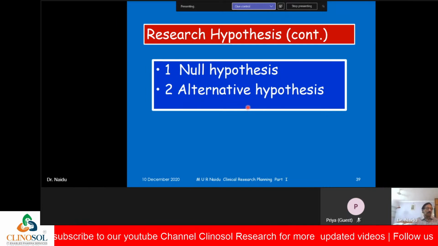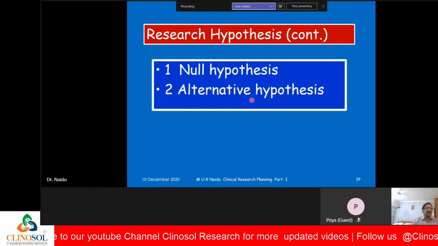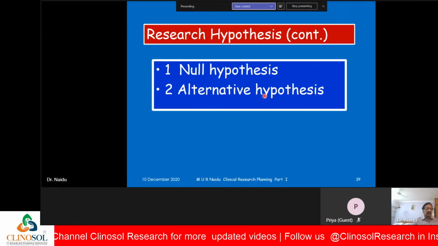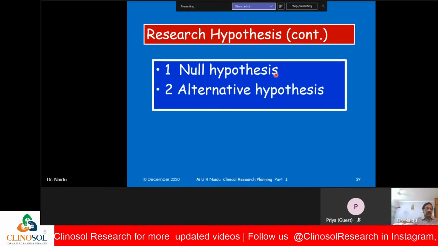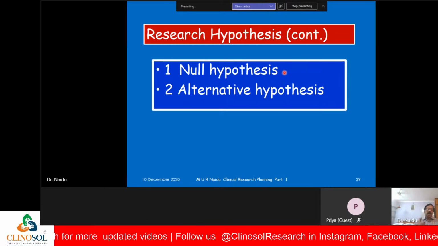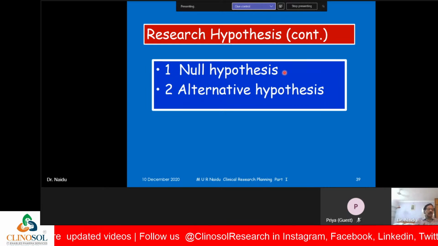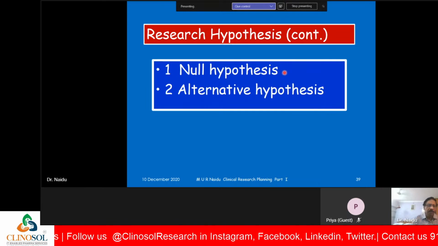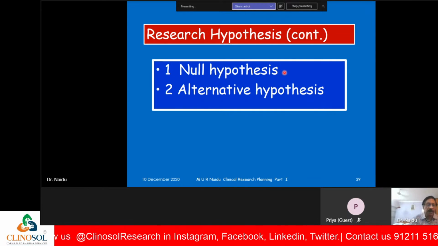The other is the alternative hypothesis. With the alternative hypothesis, yes, if really people are using more, they are developing it. So in the null hypothesis, I go with a particular finding which is actually reported, and I want to say no, it is not true, and I want to disprove it. And if I disprove it, then my objective is over.